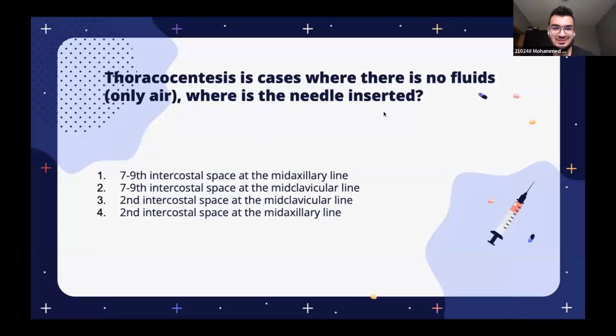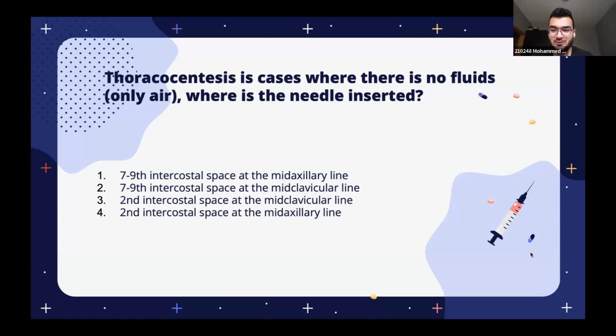Okay, so next question. Thoracentesis in cases where there are no fluids, only air. Where is the needle inserted to drain this air? At which intercostal space? At which area? So you have air in your lungs or around your lungs, and you want to do thoracentesis. Where do you insert the needle? People are saying one, people are saying three, people are saying two. There is only air, there are no fluids. So what do you guys think? Okay, the majority is saying three, and that's the correct answer.